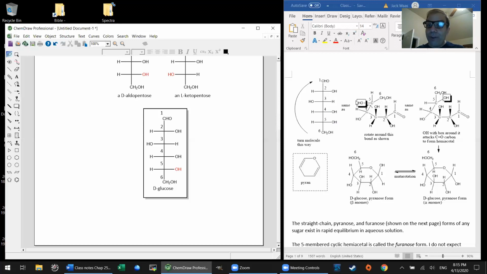So for those who are interested, I'm taking you through this step by step to prove to you that we get these particular pyranose forms from that straight chain form. So you've got the straight chain form, and you've got these 2 pyranoses, alpha and beta. They come from the OH on carbon 5 attacking carbon 1, the carbonyl carbon.